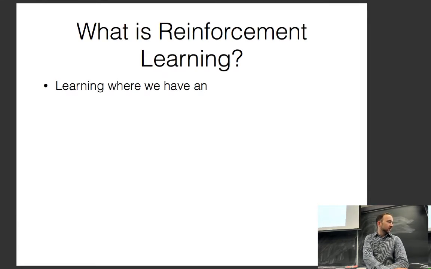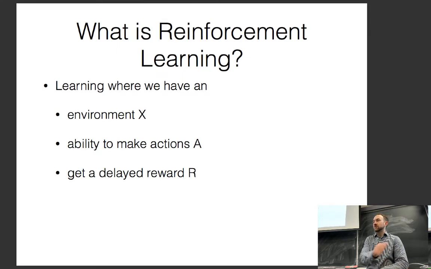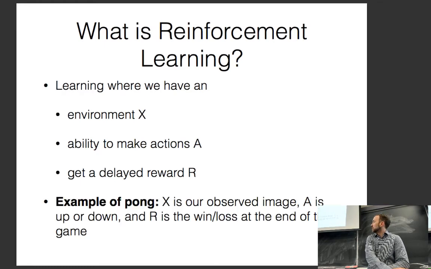So reinforcement learning, just to recap, is learning where we have an environment, X. We have an ability to make actions, A. And then after we've made our actions, we get a reward. We could get a reward after every action, or we could get a reward only at the end of a long sequence of actions. In the example of Pong, X was our observed image, A was up or down, and R was our win or loss at the end of the game.